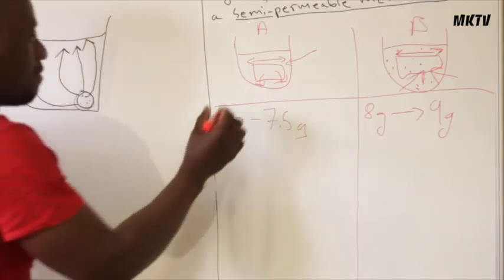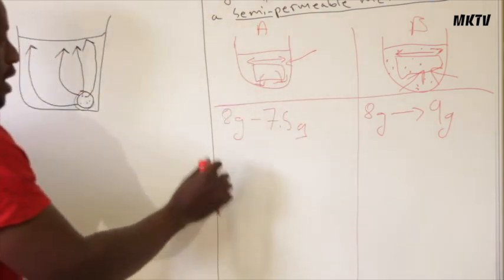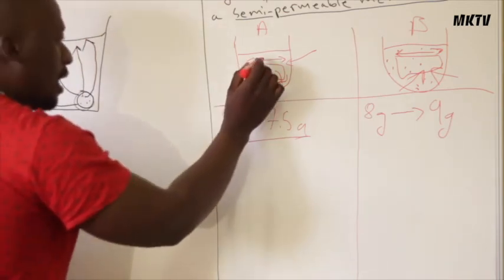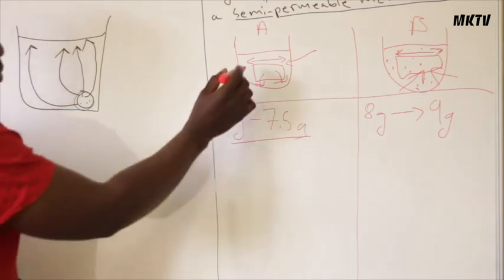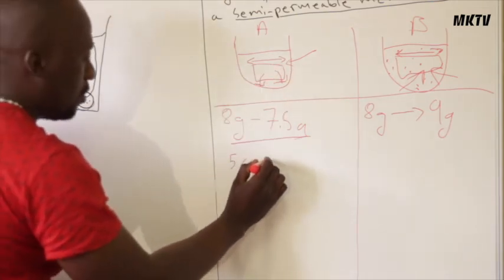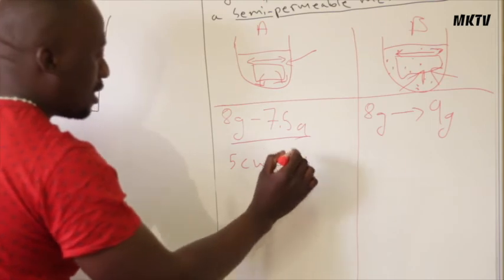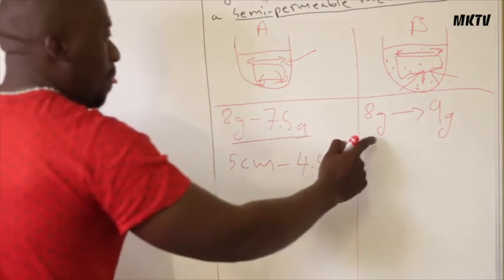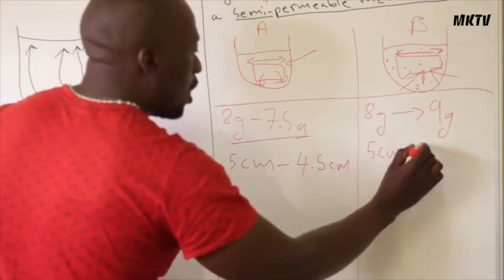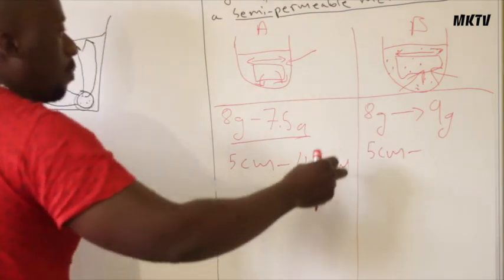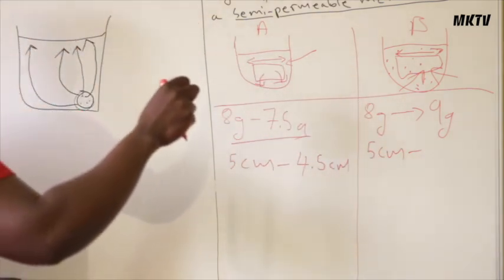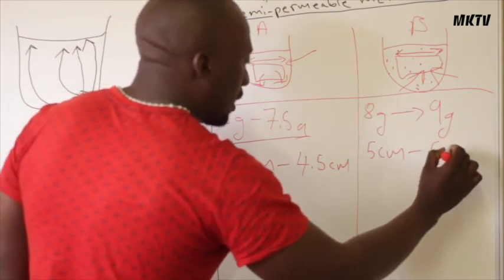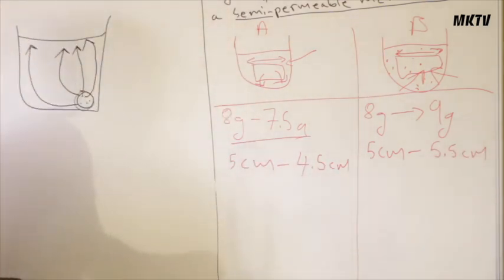So the length of the potato, if it lost some mass, is also going to change a bit. If the potato was about 5 centimeters, you will find that because it has shrunk, maybe the length is going to be 4.5 centimeters. Here, if the potato was 5 centimeters, you will find that because the potato has absorbed some water, it is now bigger in size. The length is also going to be altered. It might be 5.5 centimeters.